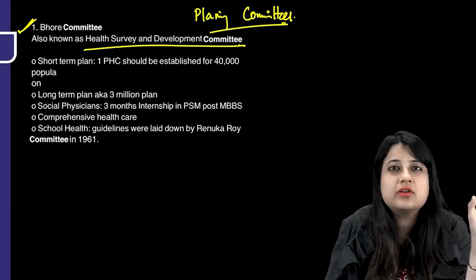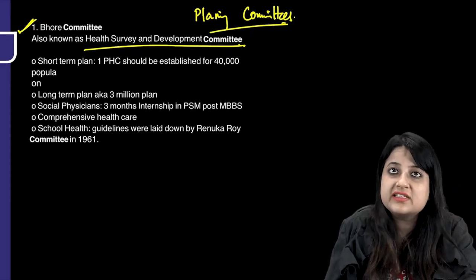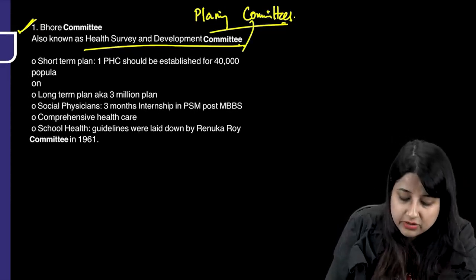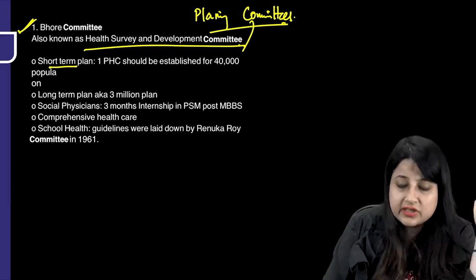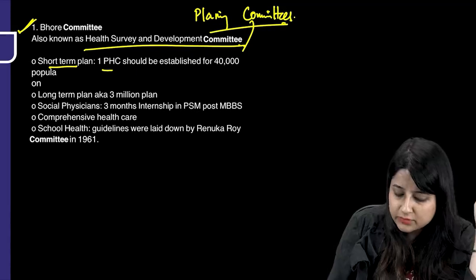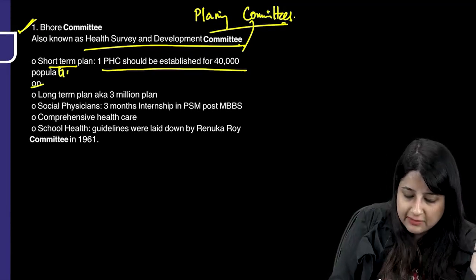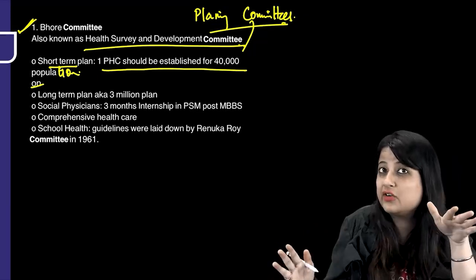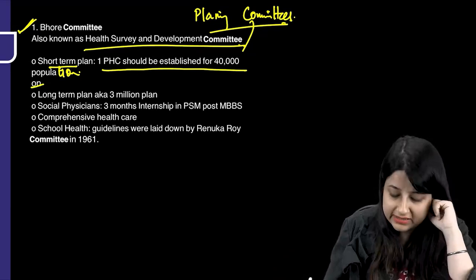And Sir Joseph Bhore was a very ambitious man. Before even India got its independence, he started talking about health survey and development. So he gave an ambitious plan. He set a short-term plan, where he said that there should be one PHC for every 40,000 population. Imagine, one PHC for every 40,000. In current time also we have one PHC for 30,000 population.